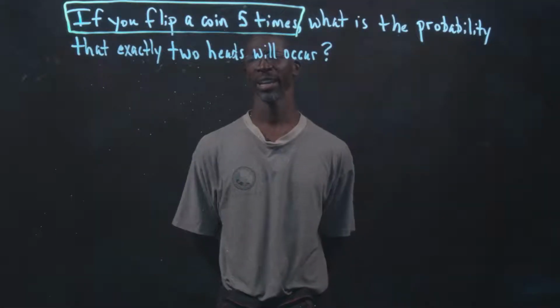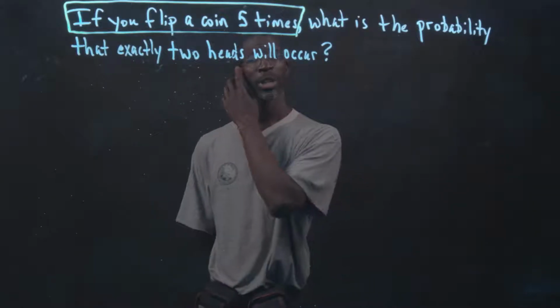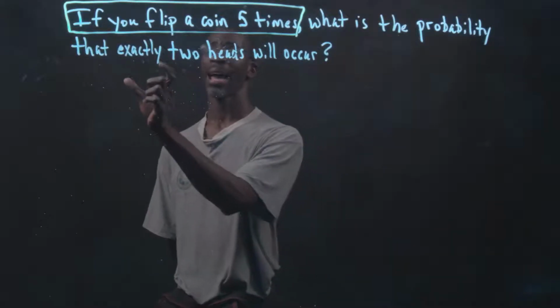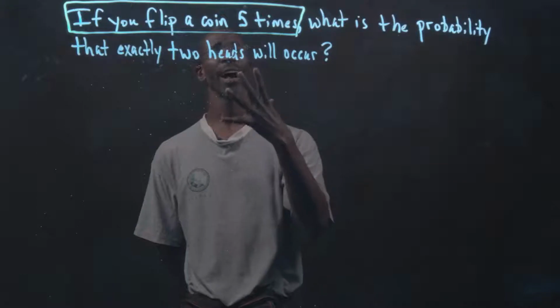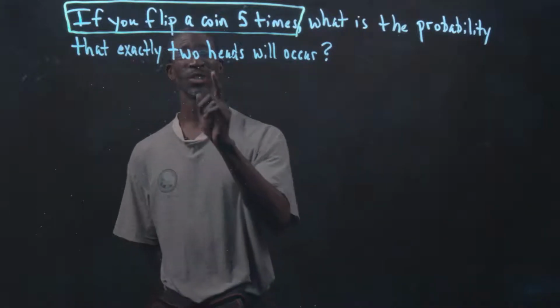Hello, this is Mr. Porter again, another installment in our Pascal's Triangle series. We're dealing with the same problem that we looked at in the past. If you flip a coin 5 times, what is the probability that you get exactly 2 heads?